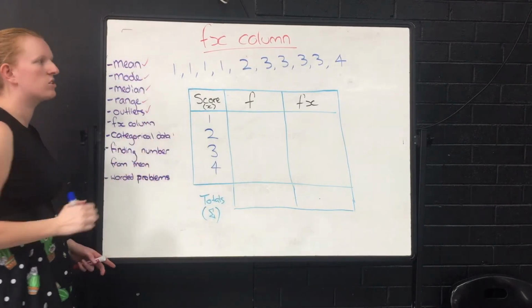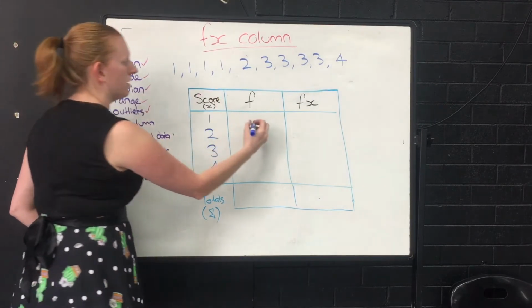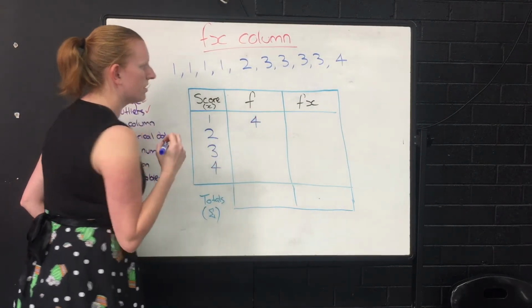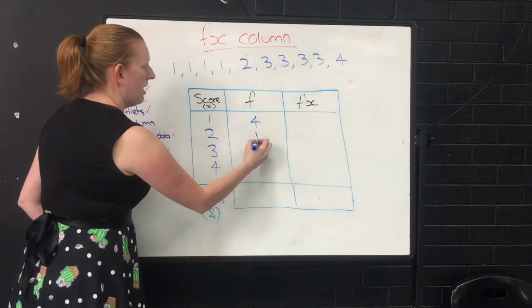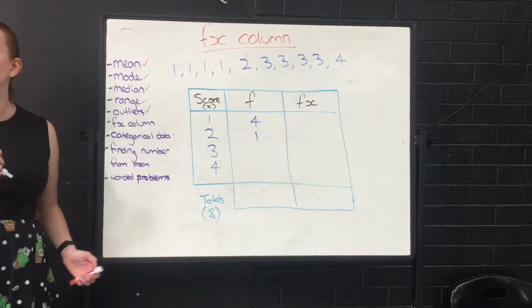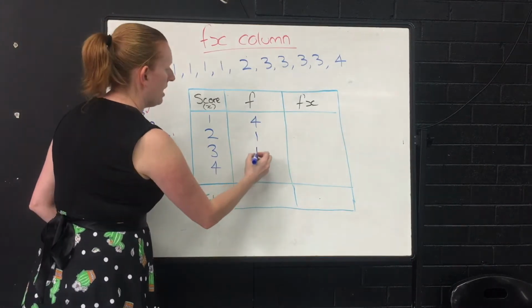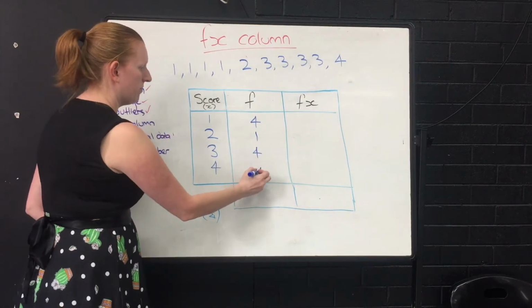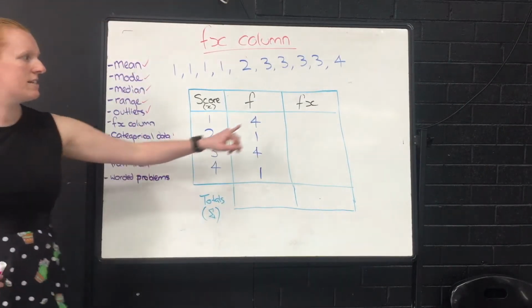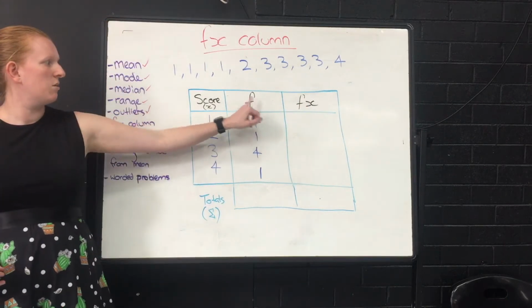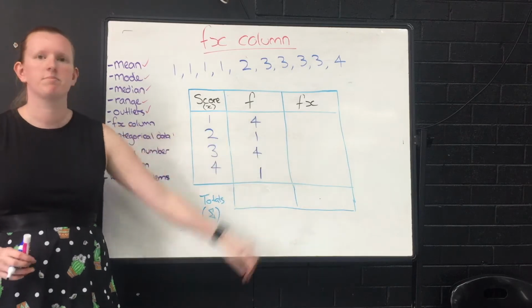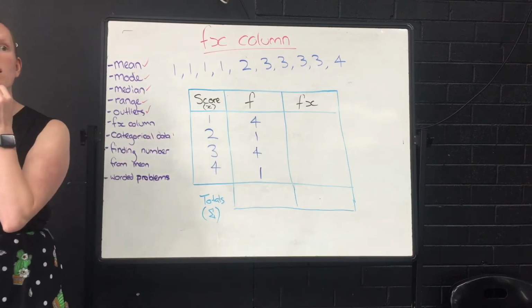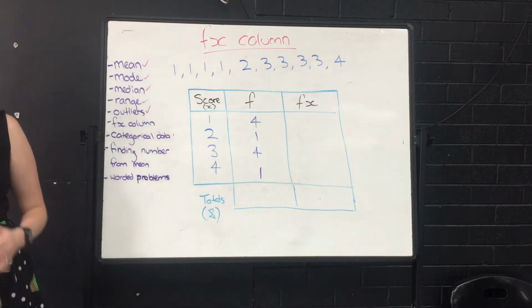Fantastic. How many 1s do I have? 4. Great. So I'm going to put that here. How many 2s are there in my scores? How many 3s are there in my score? And how many 4s are there? 1. Now, if this is my F column and this is my X column, what do you reckon I'm going to do with these two numbers? I'm not plussing, I'm multiplying them together.